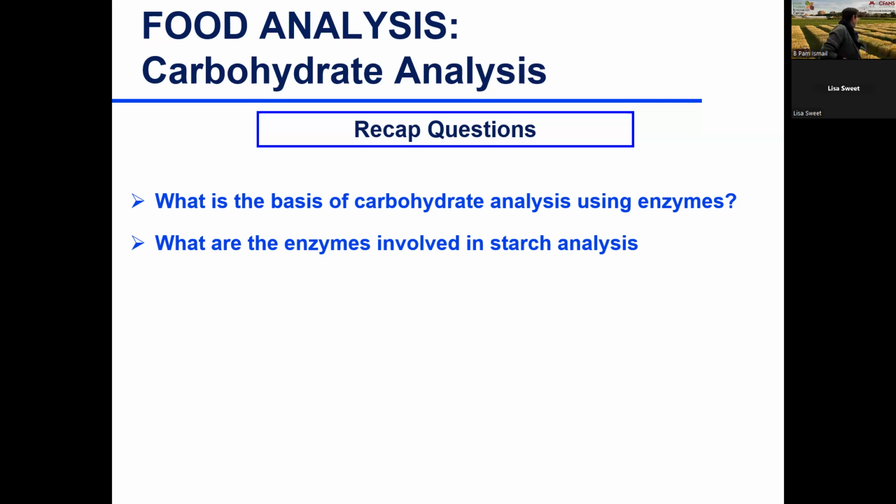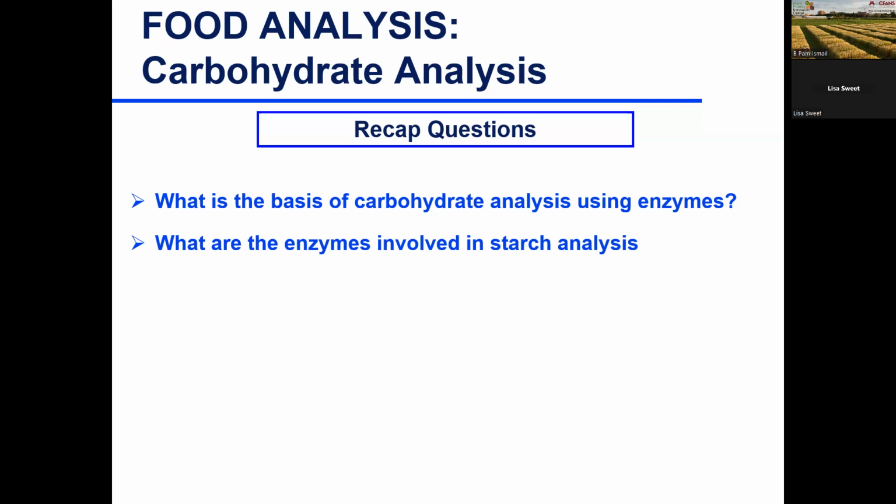Let's recap. What is the basis of carbohydrate analysis using enzymes? So what do I mean by this question? I'm trying to think what I meant by that question. So basically, let me try to explain what I mean. When you use enzyme for starch, what are you trying to do? You break up all of the starch polymers into monomers.